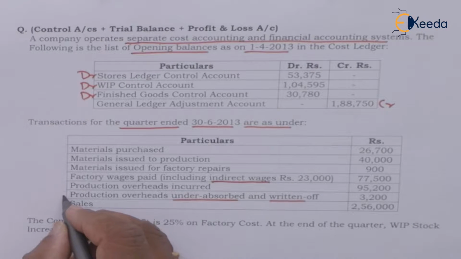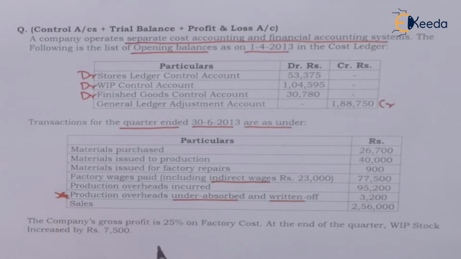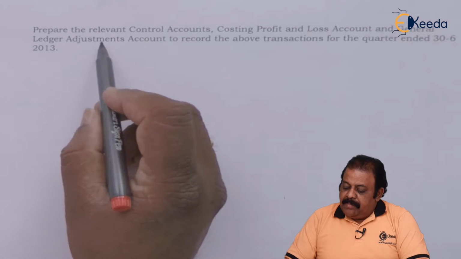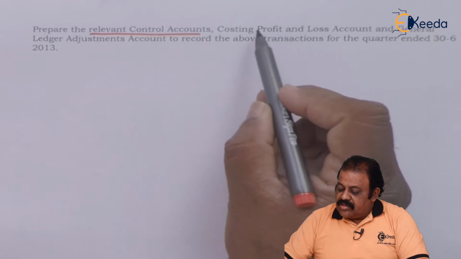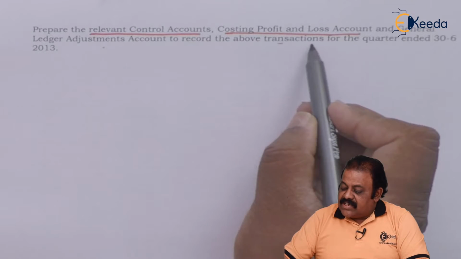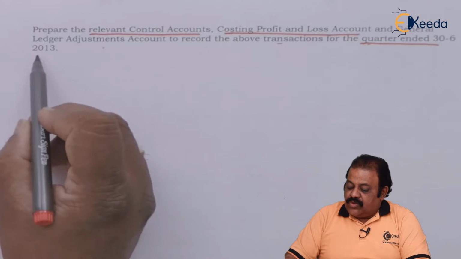This is the important point covered in this question about writing off production overheads. Sales 2,56,000. The company's gross profit is 25% on factory cost. At the end of the quarter, WIP stock increased by 7,500. Prepare the relevant control accounts, costing profit and loss account and general ledger adjustment account to record the above transactions for the quarter ended 30th June 2013.